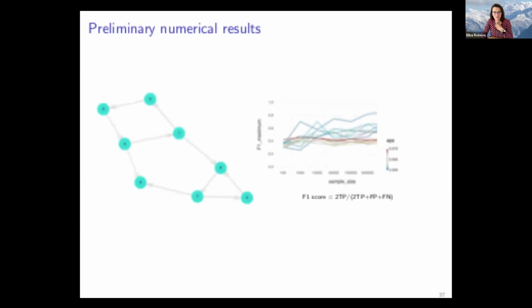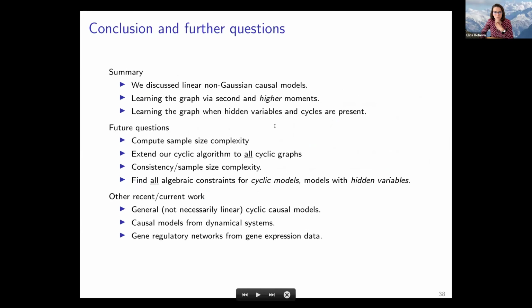Okay, since I'm out of time, I'll conclude with this. We discussed linear non-Gaussian causal models and how to learn them using second and higher moments. And there are a lot of questions left to do. For example, we don't have an algorithm to learn all possible cyclic graphs, just a subfamily of them. And maybe there are some interesting algebraic constraints on the moments that will help us do that as well. Thanks.